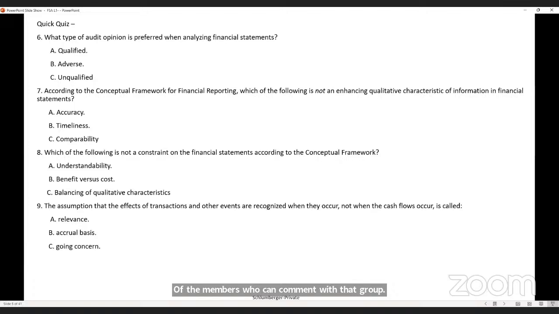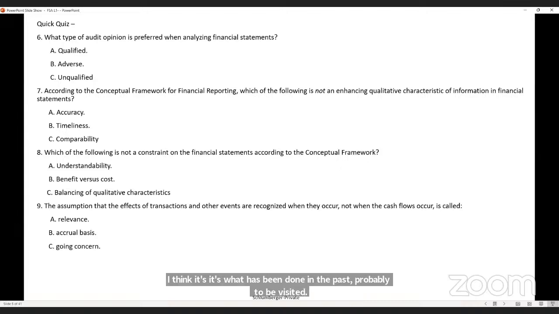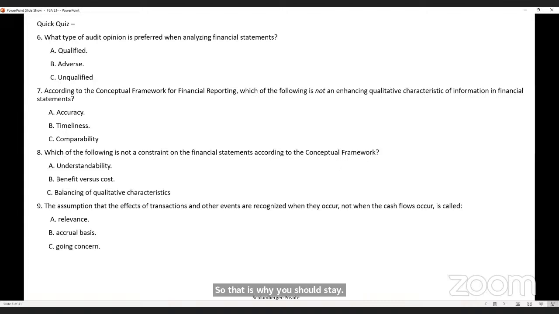So I think it's what has been done in the past, probably to be revisited. That is why you should stay glued to the society. Make sure that your email address, your numbers, these things are with the society, right?